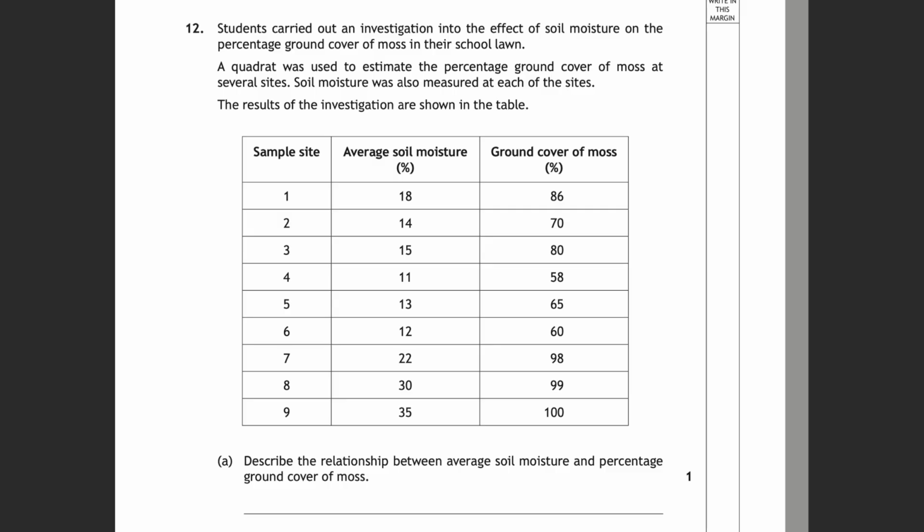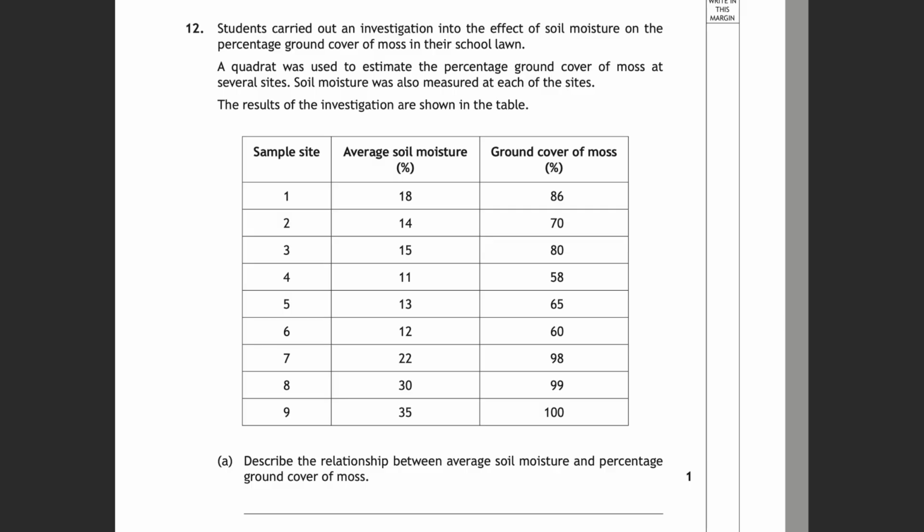Let's have a look at question 12, 2019. Students carried out an investigation into the effect of soil moisture on the percentage ground cover of moss in their school lawn. So they're looking at the lawn, they're seeing how much of it has got moss in it. A quadrat was used to estimate the percentage ground cover of moss, so that's just a square thing with the squares inside it, at several sites. That means they did it a few times.